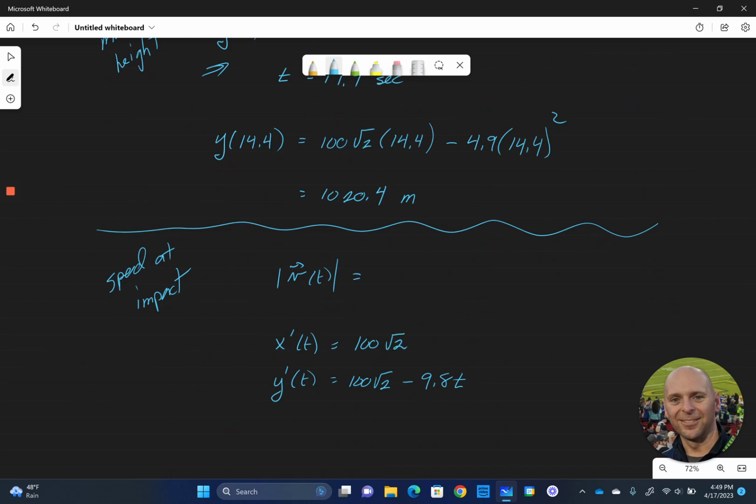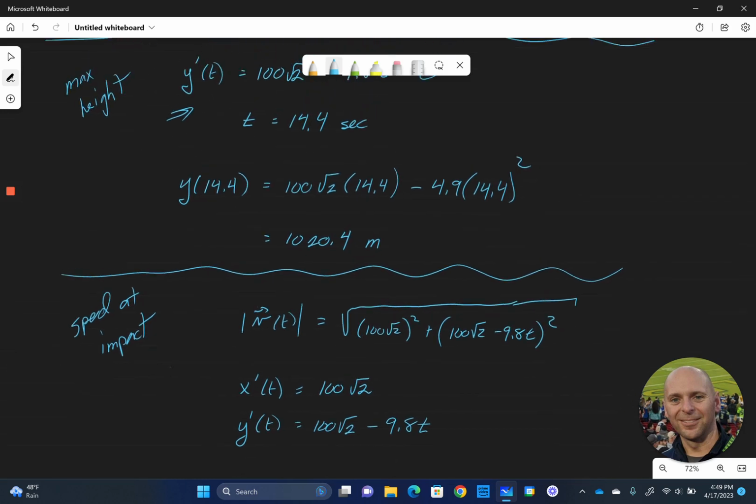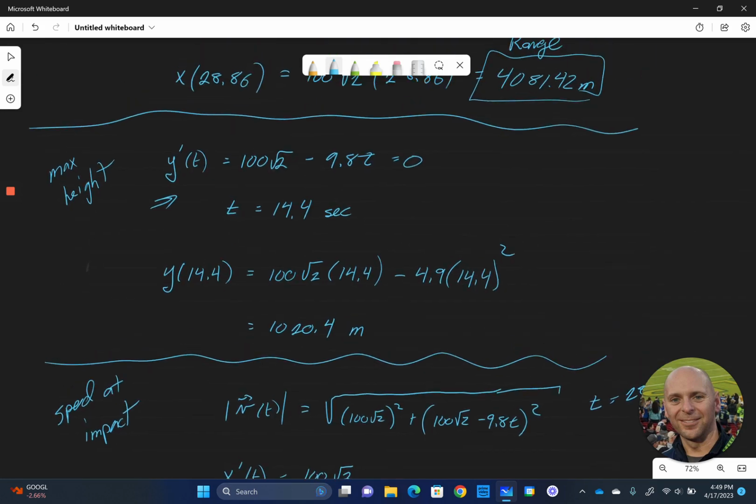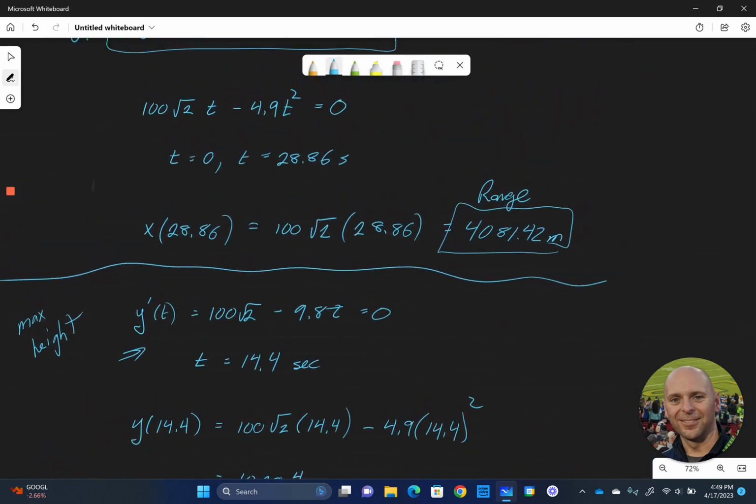So now we can form that magnitude. So this is going to be the square root of 100 square root 2 quantity squared plus 100 square root 2 minus 9.8t quantity squared. And then we just need to simplify that down. Or realistically, because we're doing this at the time of impact, we could just plug in t equals 28.86, which is the time we found earlier for that impact.